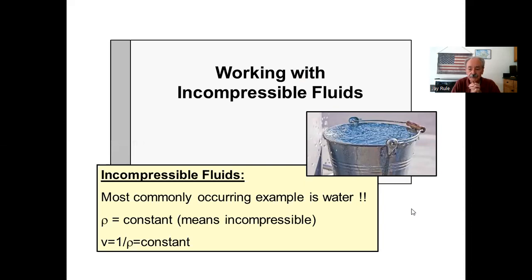Now, what I want to do is look at the easiest type of nozzle, working with incompressible fluids. The most commonly occurring incompressible fluid we have in engineering is water. To remind you, what's an incompressible fluid? That's one in which rho is constant. So continuity equation, ρ1 A1 V1 equals ρ2 A2 V2. Both of those densities are numerically the same.